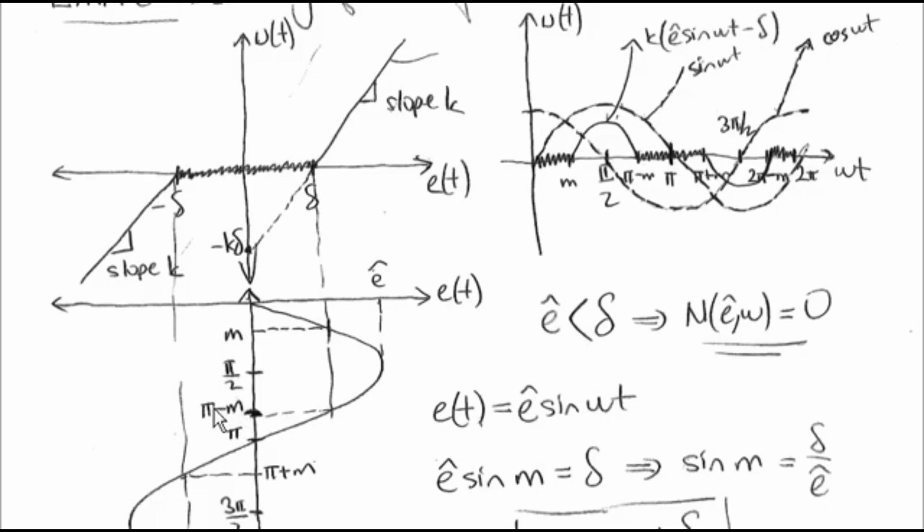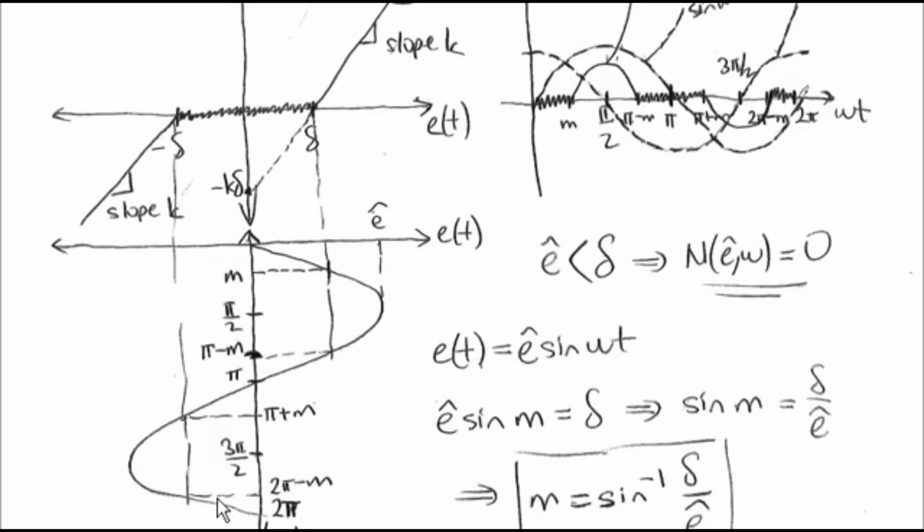And between pi minus m and pi plus m, we're going to have again 0. And then we're going to draw the second non-zero zone here. It's going to be the anti-symmetric component of this one. And then we are going to have a final 0 region here, where E hat sine omega t is in the dead zone. So the response is equal to 0.